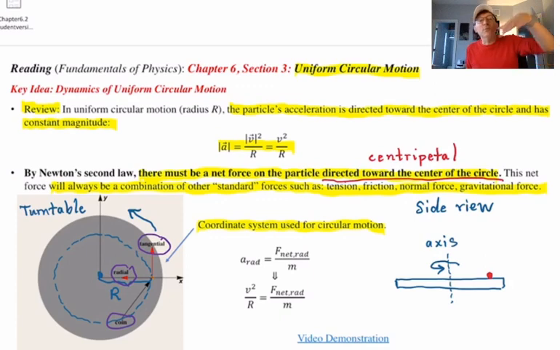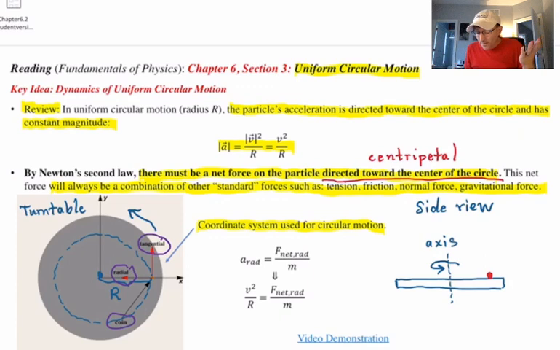So the coin is moving in a circle like I showed in the picture on the left. But now I'm looking at it from a side view, and at the moment I took this picture, you have to understand visually, the coin was traveling directly into the screen, directly away from me as the viewer. But now let's draw the free body diagram. All of the forces acting on the coin.